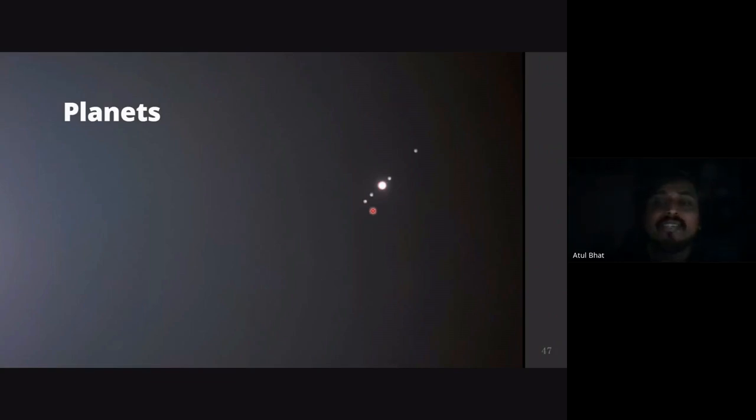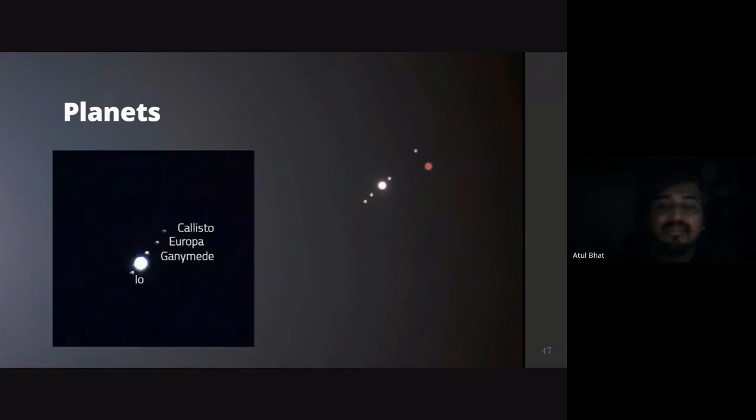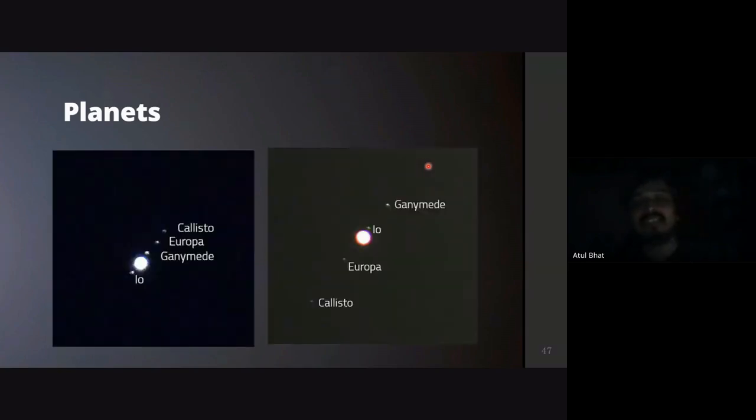But if you're lucky enough, you'll see four other dots around this, and you'll realize every day these dots are always near this white central dot. And that is when you know that these four guys are going around this giant planet, which is Jupiter. And these are the four Galilean moons observed by Galileo.